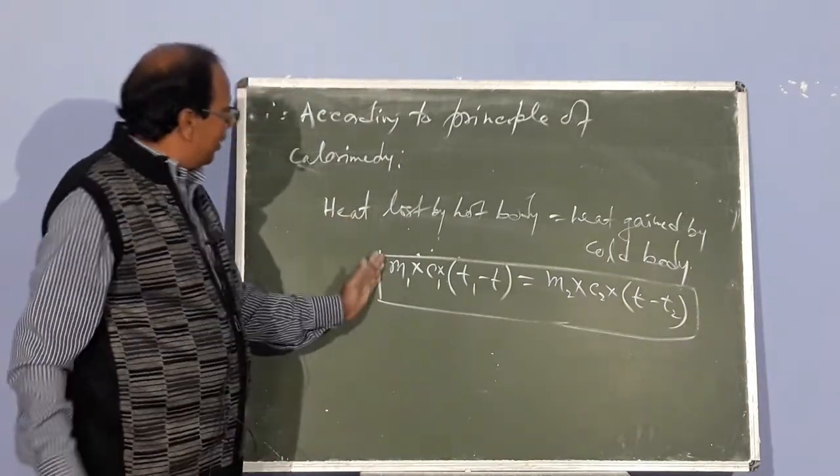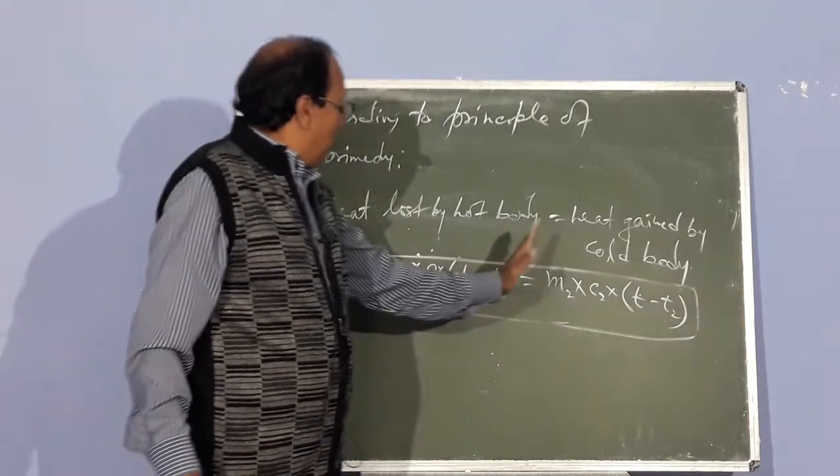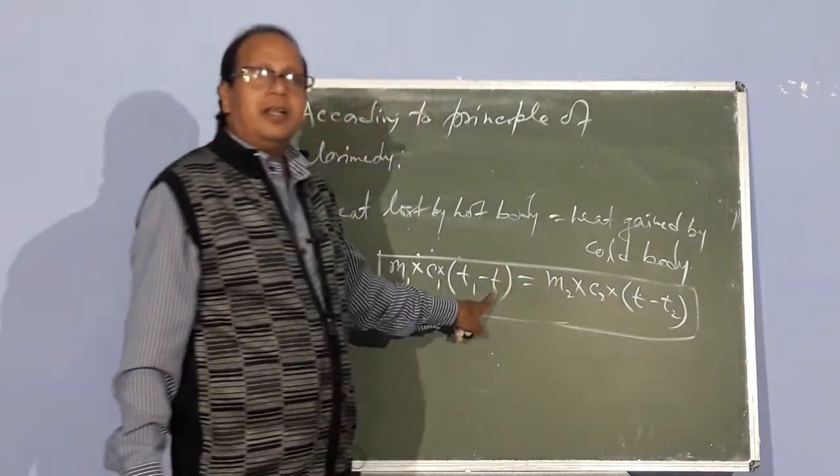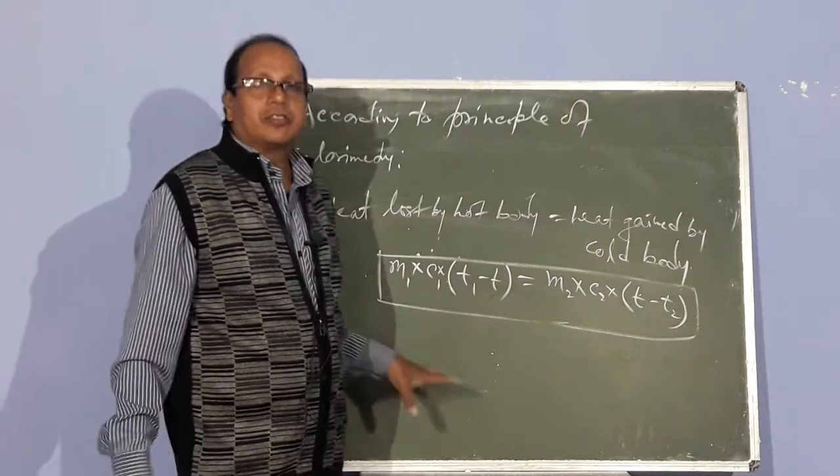Now, from this expression, we can calculate any unknown physical quantity. Either you can find M1 or C1 or M2 or C2 or the final temperature, provided the other things are given.